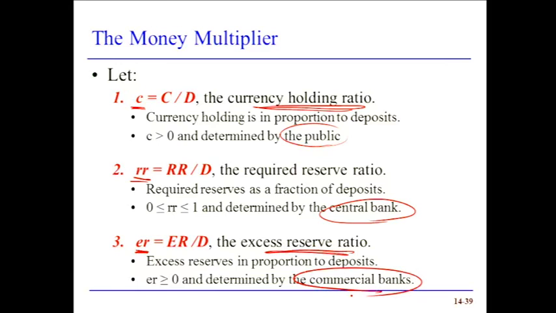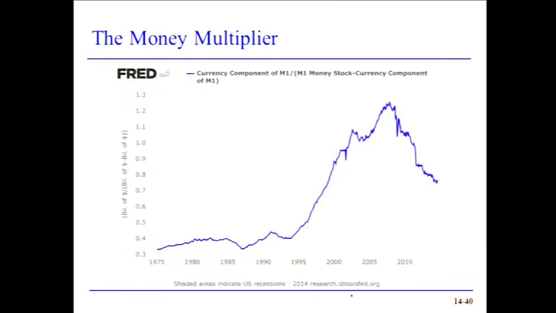As I mentioned, when the economy and the financial markets are operating normally, the rate of return on excess reserves is so low that there is no economic incentive to hold excess reserves. So in general, the excess reserve ratio should be 0. Notice I said should be, not is. Okay, so this is the currency holding ratio.